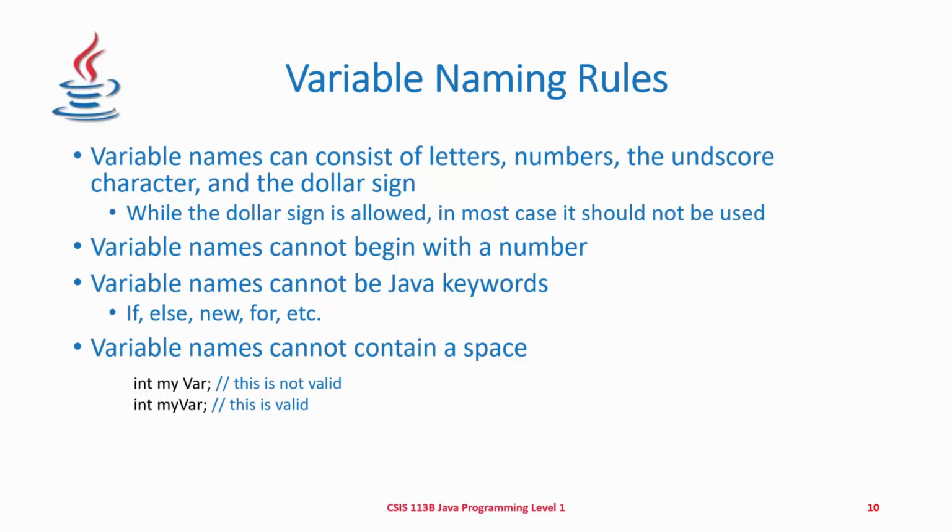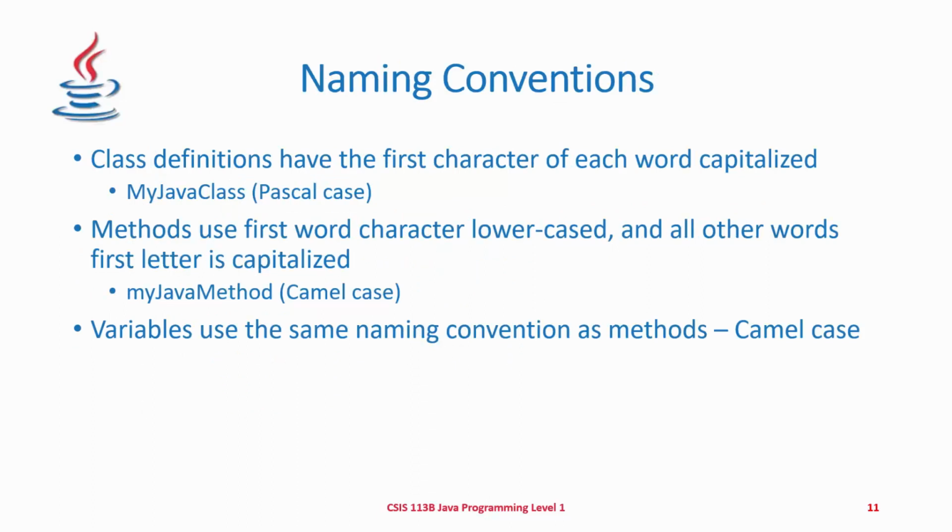That's camel case. As I said, class definitions will have Pascal case. That means that the first character of every word in a multi-word name will be capitalized. You can see the example there, my Java class. Each word there, the first letter is capitalized. Methods use a lowercase first word character, so it's camel cased as well. The example here, my Java method, so my lowercase, Java and method both have a capital first letter. And then variables use that same naming convention, camel case.